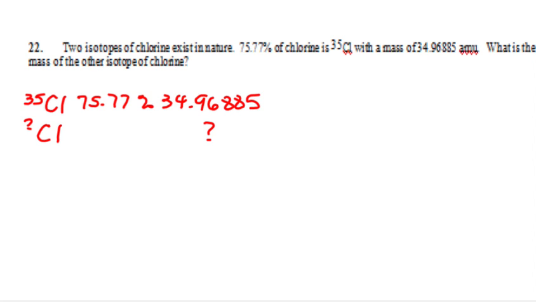Its percent. How did you figure that out? Subtract 75% from 100, and we get 24.23.